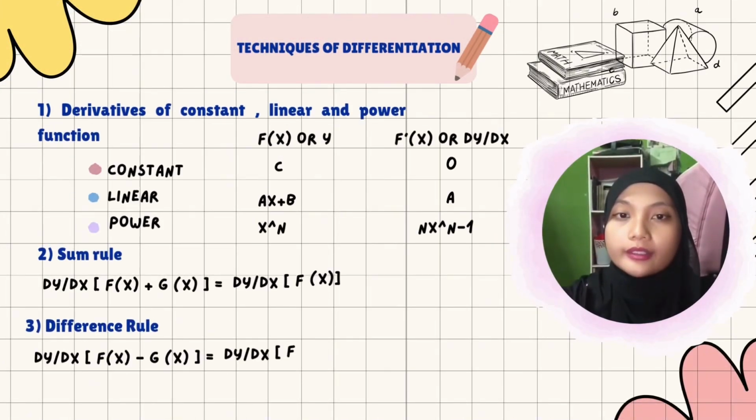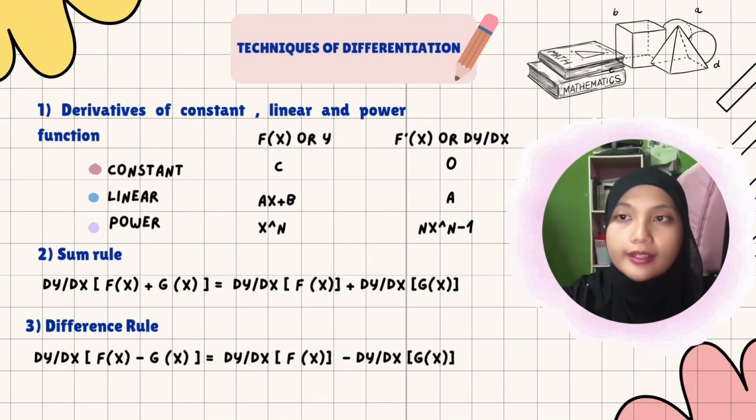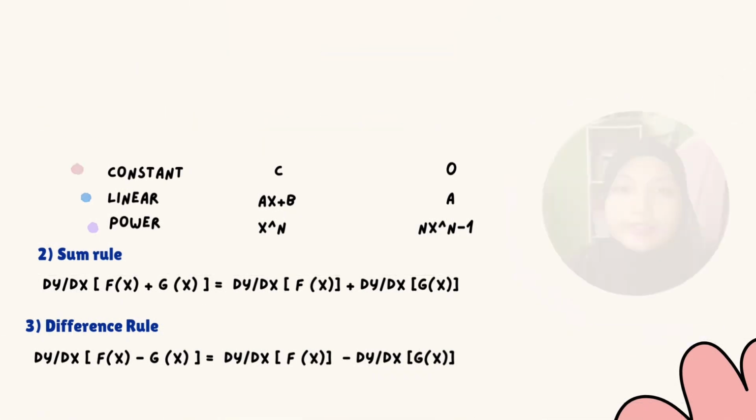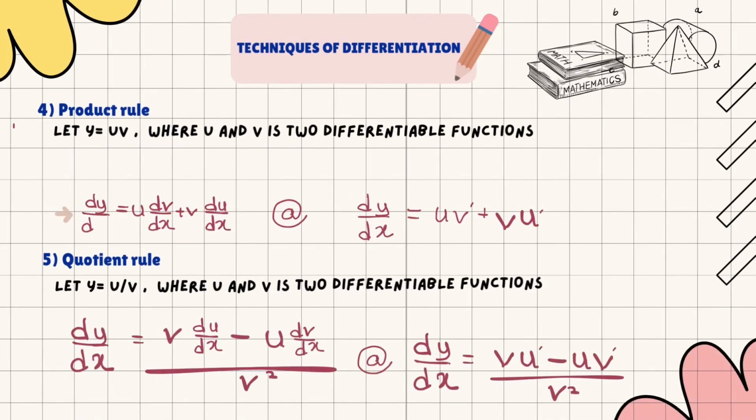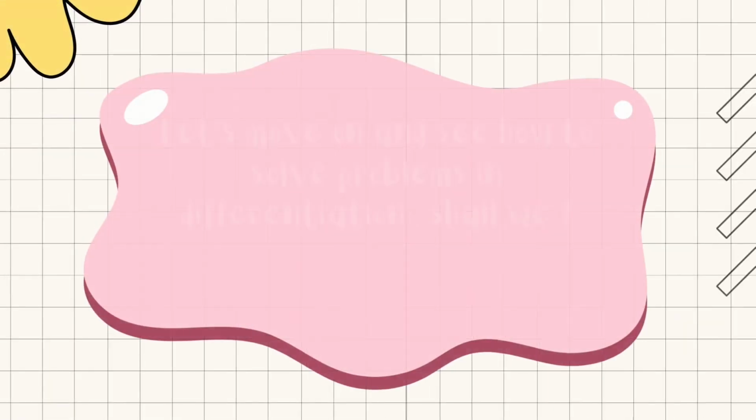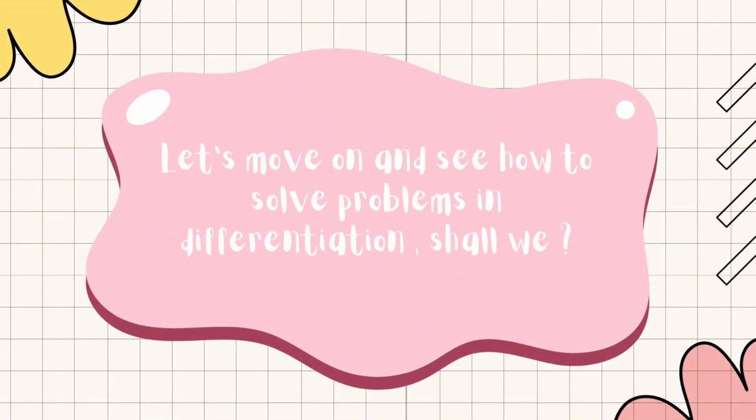So, in this slide, I will explain the techniques of differentiation. There are 5 techniques of differentiation. Number 1 is the derivative of constant, linear and power functions. Number 2 is the sum rule. Number 3 is the difference rule. Number 4 is the product rule. And number 5 is the quotient rule. In these 2 slides, you will find the formulas for the techniques. Let's move on and see how to solve problems in differentiation, shall we?